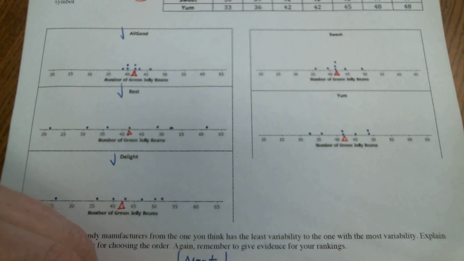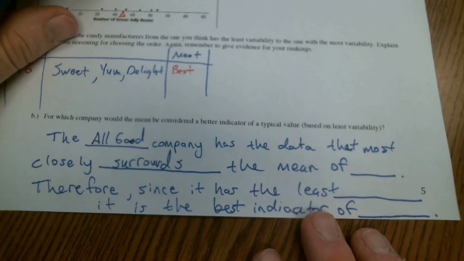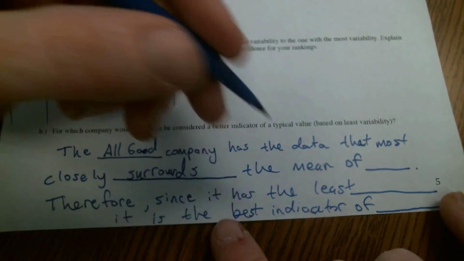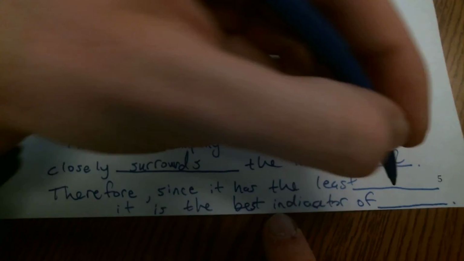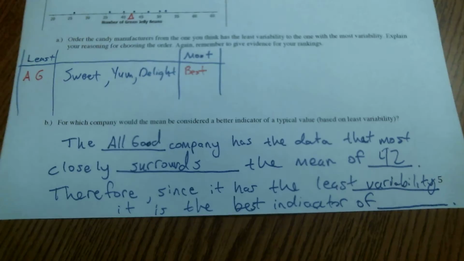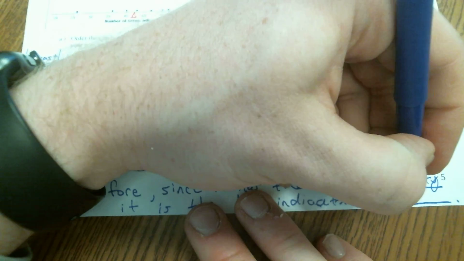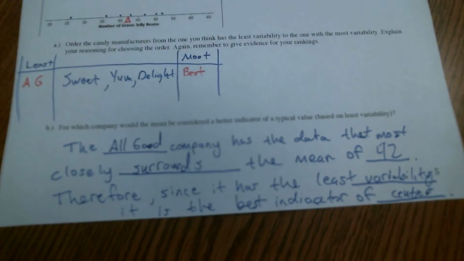So the All Good company has the data that most closely surrounds the mean of 42 green jelly beans. So if you can, try to fill in these blanks without me. Therefore, since it has the least variability, it is the best indicator of center or of a typical value, however you want to phrase that.